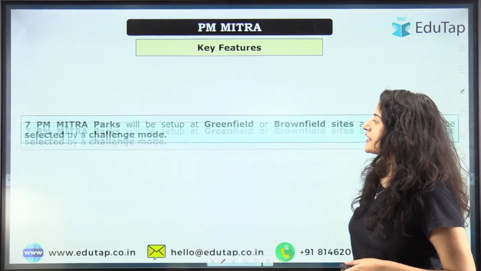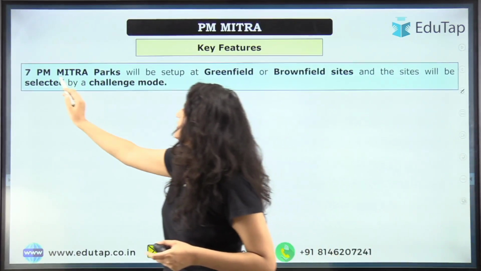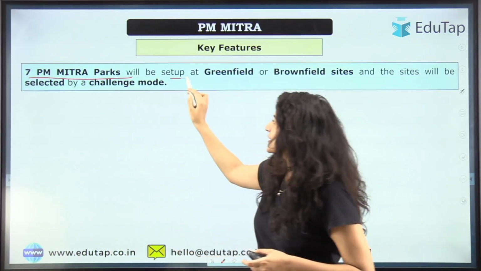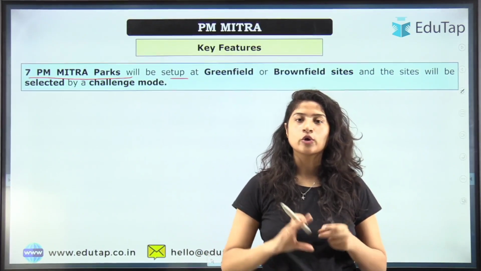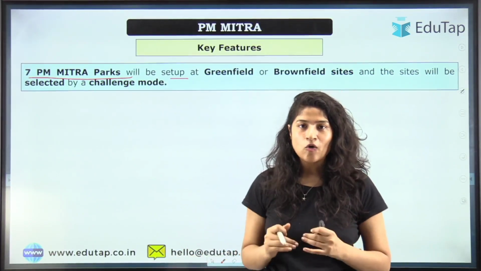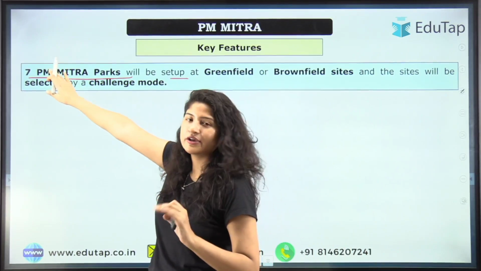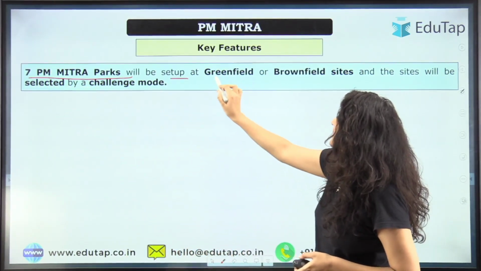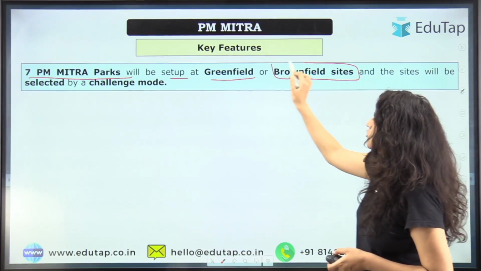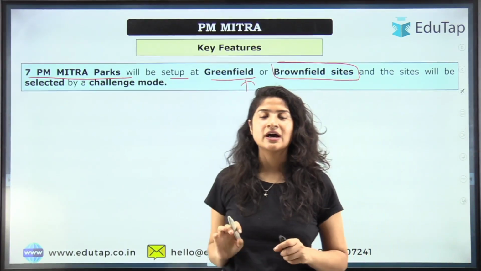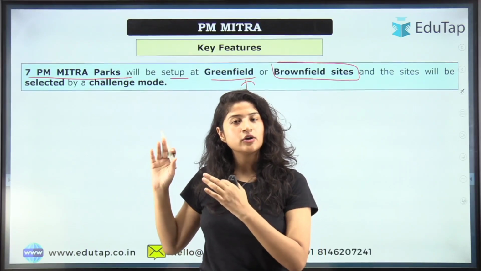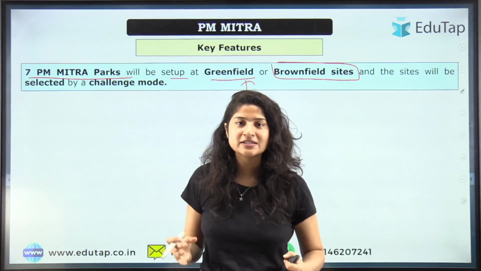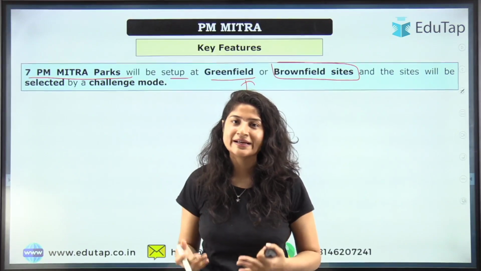Now let's see the key features. So the first one is, see, 7 PM MITRA parks will be set up. So we have said that okay, parks will be made, but for now the central government has said, okay, we will establish 7 PM MITRA parks for now, at greenfield or brownfield sites. Now what does it mean? Greenfield means such an area where there were no industries before. So for the first time, whenever an industry is set up, it is known as a greenfield.